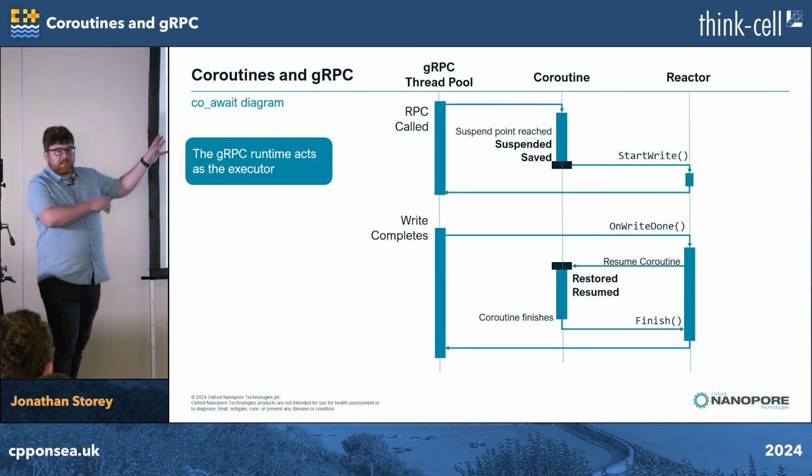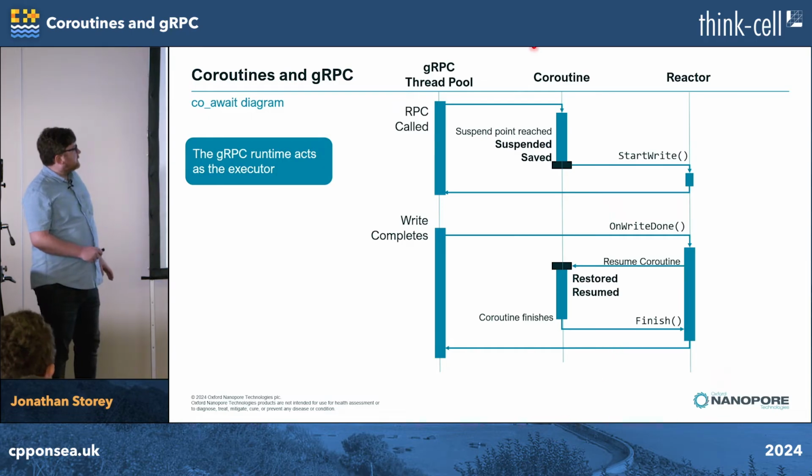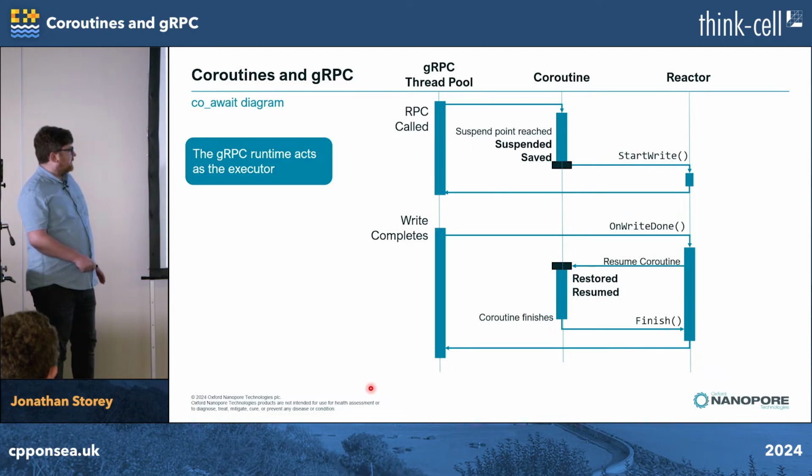So this is a kind of diagram of what I've just said. You start executing the coroutine, you get through to the start write call, the coroutine's suspended, you call start write, and control returns to the gRPC thread pool. And then when the write's complete, this on write done callback is called in your reactor, and in that callback we want to resume our coroutine, keep executing, and then eventually finish gets called and control returns to the thread pool again.